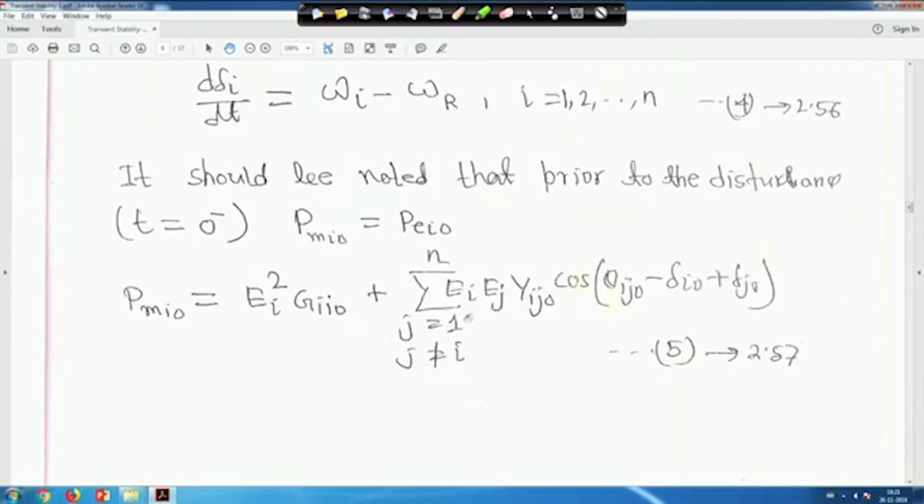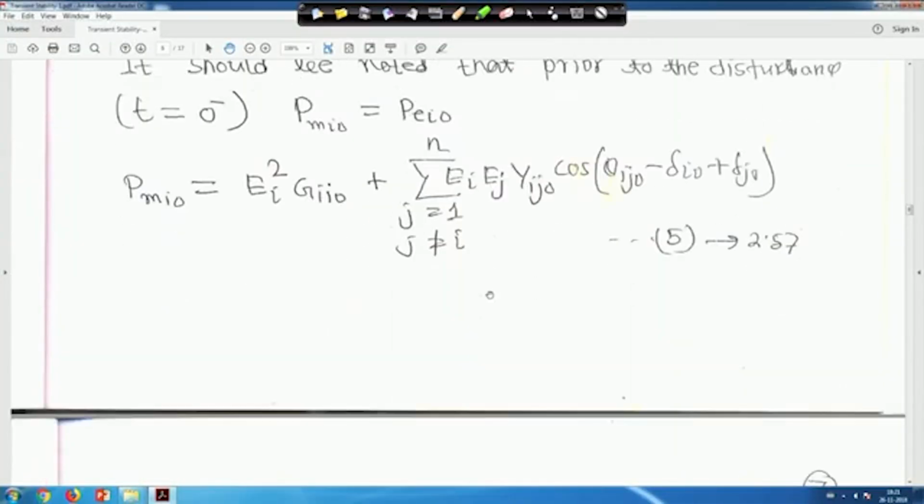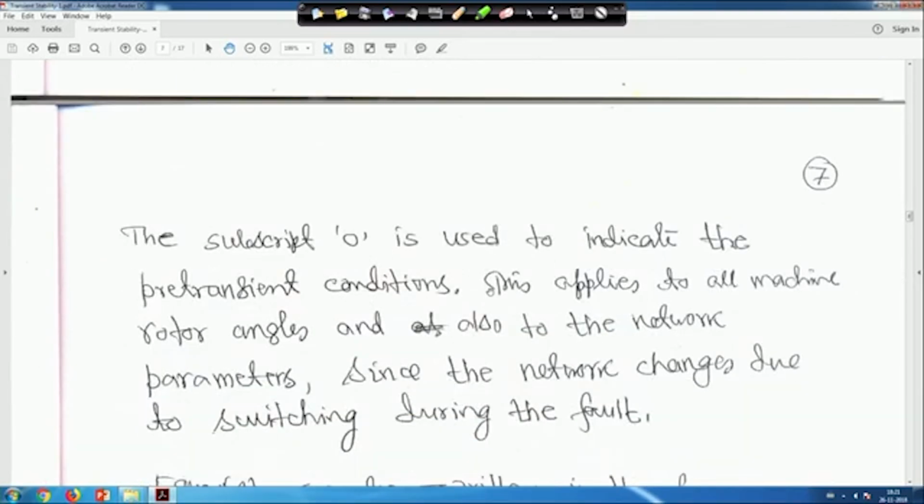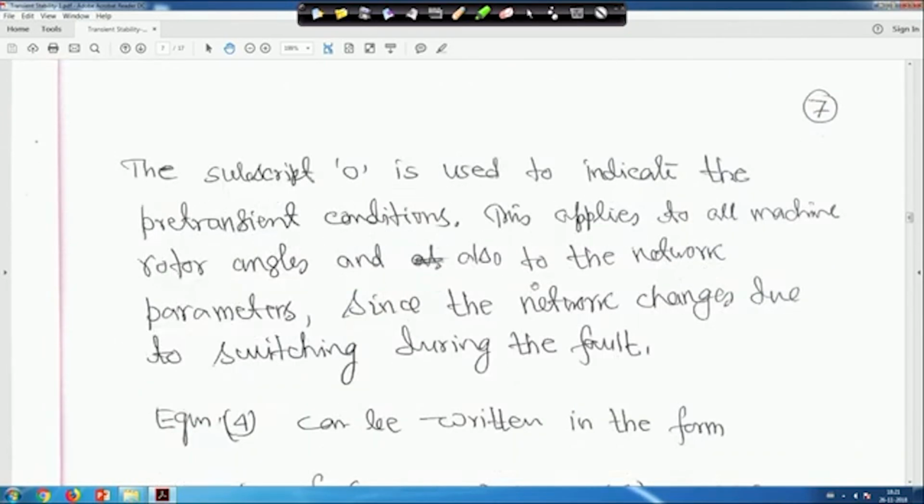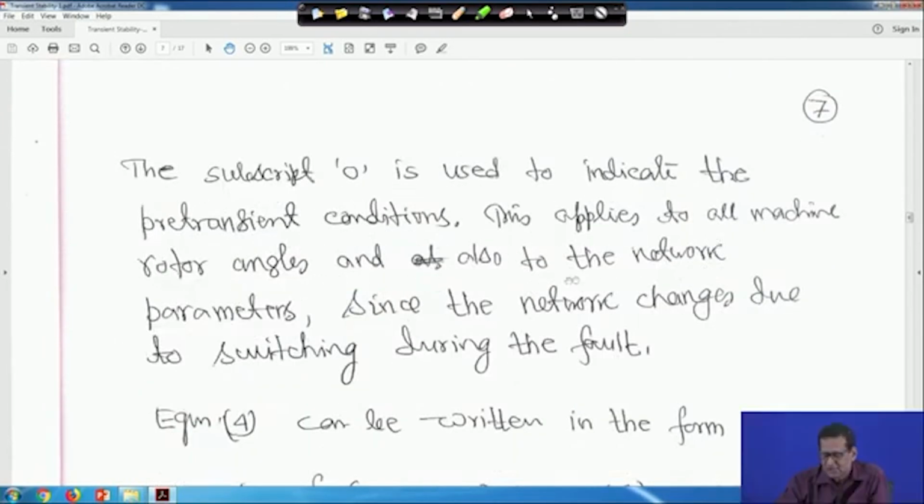Okay, now we are back again. Up to equation 5 we have seen. Next is that subscript 0, which I told you is used to indicate the pre-transient conditions. This applies to all machine rotor angles and also to the network parameters, since the network changes due to switching during the fault.